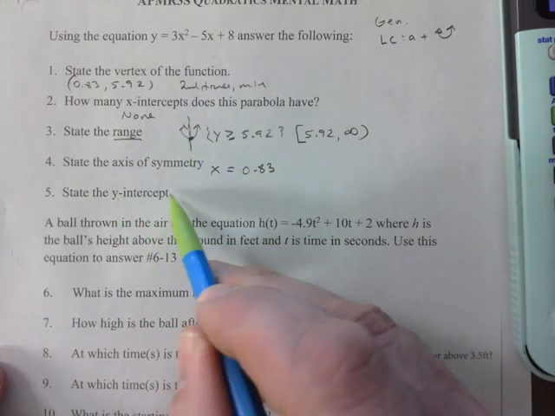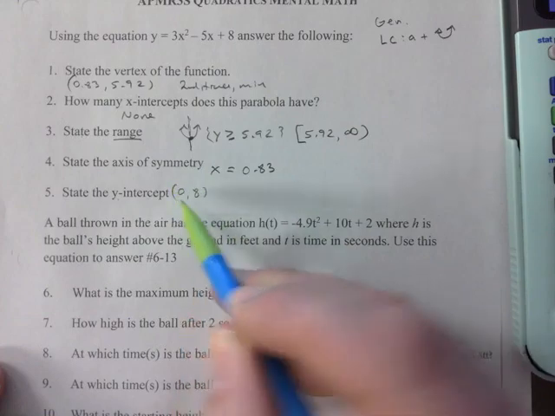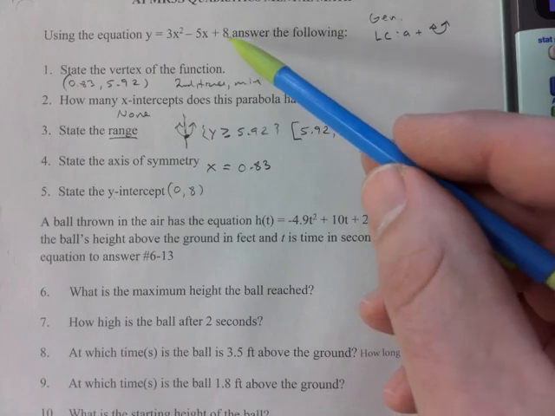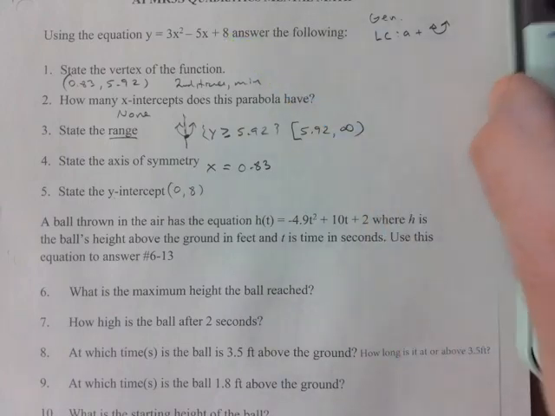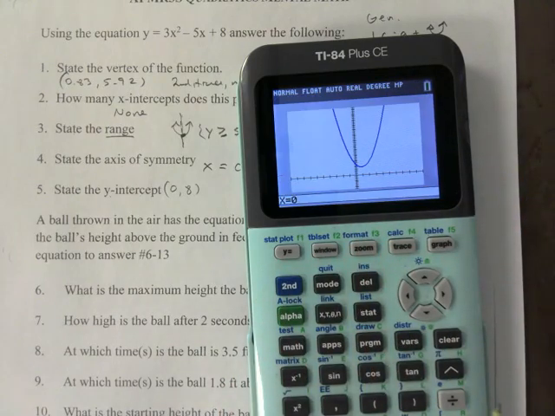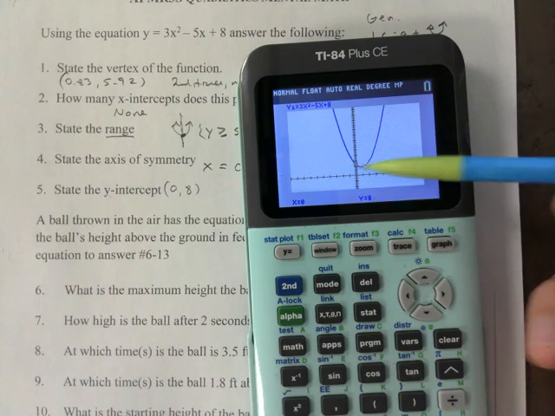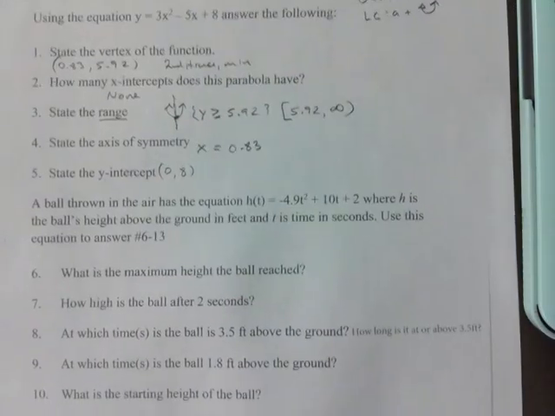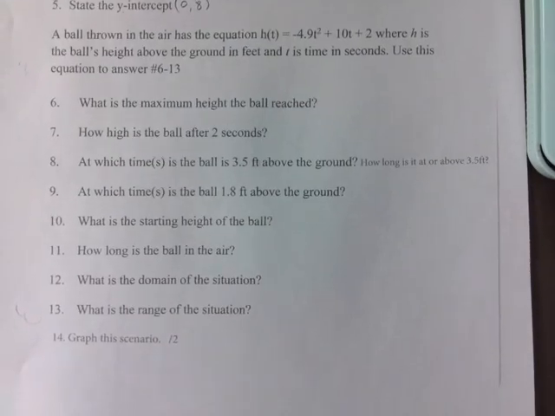State the y-intercept. You can use your calculator, or you can just state 0.8. Because this is in general form, I know that that is my y-intercept. If you forgot, second trace value, let x equal to 0, and you get 8 there as well. So 5 marks for the first 5 questions. Let's keep going to the word problems.